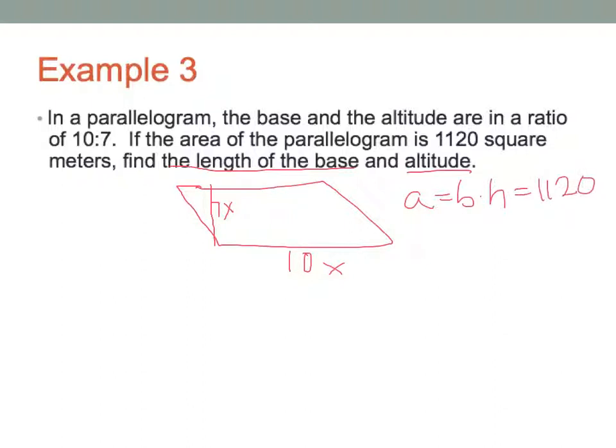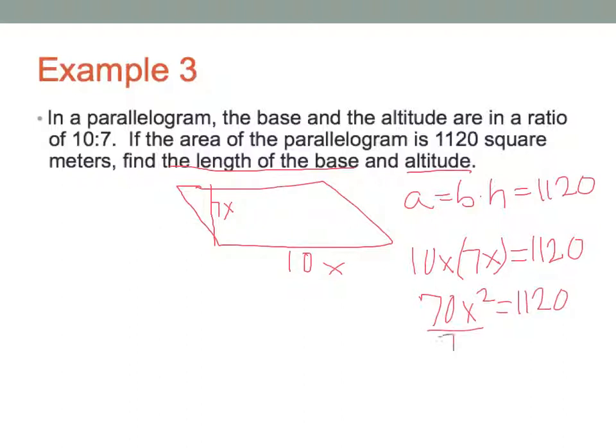Okay, so area equals base times height of a parallelogram, and that's equal to 1,120 in this situation. The base is 10x. I'll multiply it by the height, 7x, and I should get 1,120. Now we get here 70x squared equals 1,120. Divide both sides by 70, and I have x squared equals 16. Reduce that, and I get x equals 4 and negative 4.